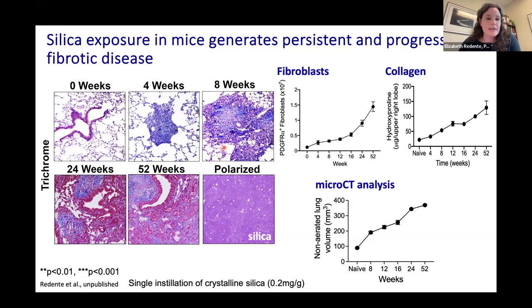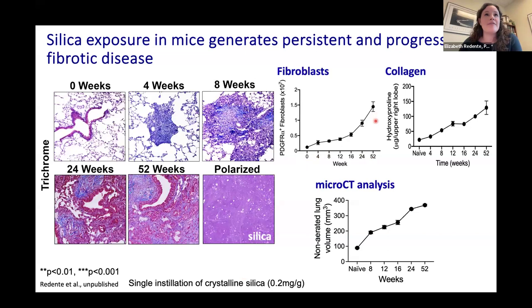This is an example, 8 weeks and then 24 weeks. And then even a year later, the lungs are severely fibrotic. We can use polarized microscopy to observe where the silica is located. It shows up white and it's well within these fibrotic lesions.